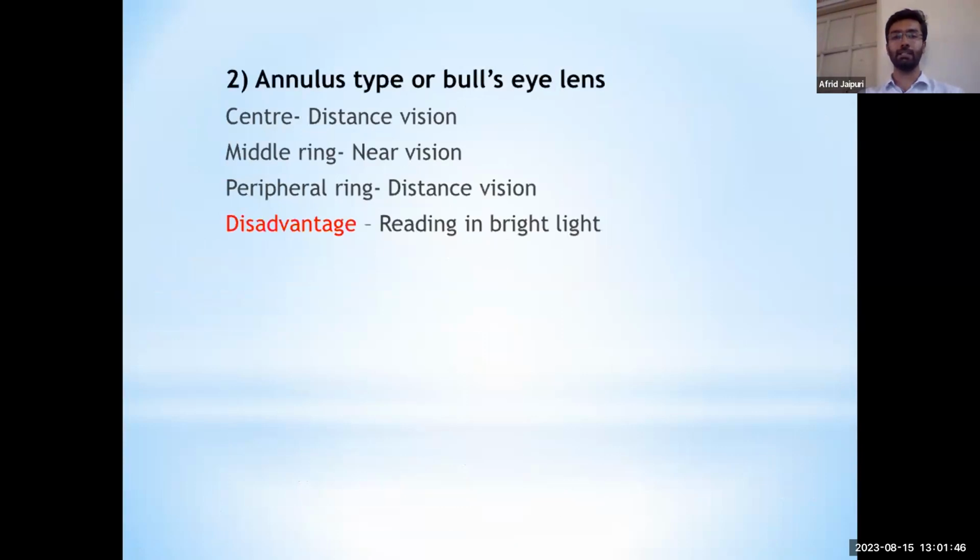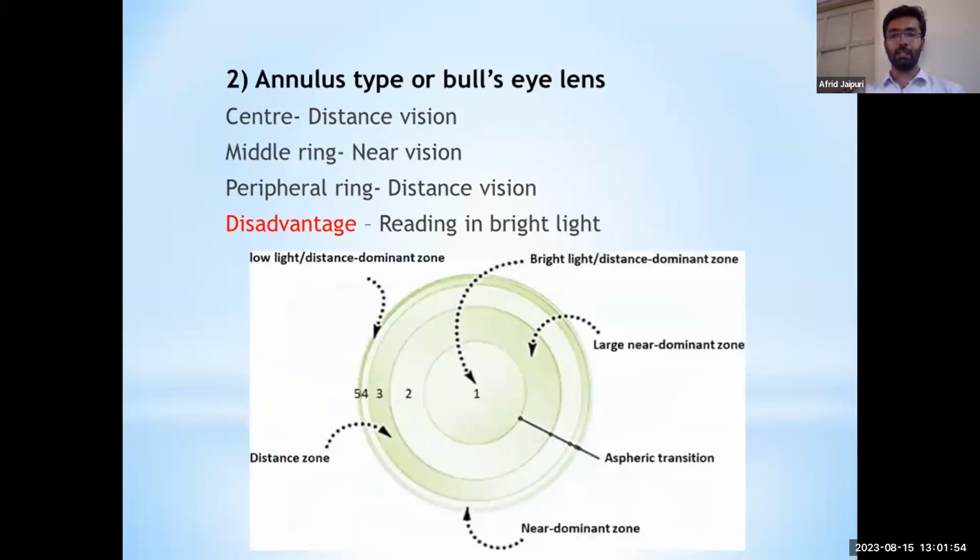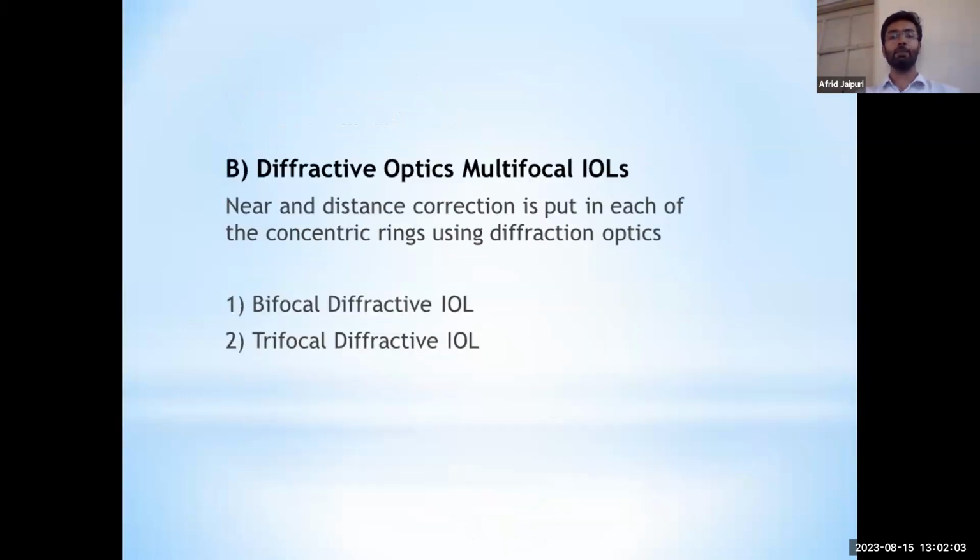The annulus type or the bull's eye lens has a central segment for distant vision, the middle ring for near vision, and a peripheral ring for distance vision. While reading in bright light using these lenses, the pupil constricts and may occlude the middle ring of near vision, and thus the near vision may be hampered. Diffractive optics multifocal IOLs have near and distance correction in each of the concentric rings using diffraction optics.